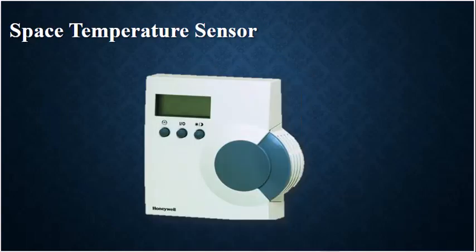Space temperature sensor. Space temperature sensors monitor and control the temperature within a designated area of a building. They provide real-time feedback to HVAC systems, allowing for precise temperature regulation. Accurate sensors are essential for maintaining comfort and energy efficiency, ensuring that spaces are heated or cooled as needed. These sensors play a key role in smart building technology, enabling automated climate control.